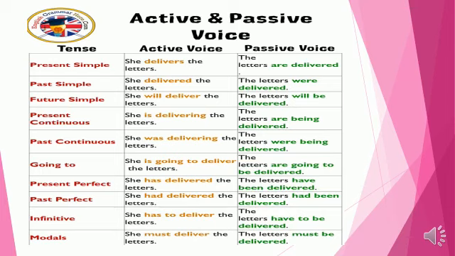Present perfect, she has delivered, the letters have been delivered. Past perfect, she had delivered, the letters had been delivered. Infinitive, she has to deliver the letters, so it will be the letters have to be delivered. If we have modal verbs, we can use will be plus past participle or can be plus past participle.